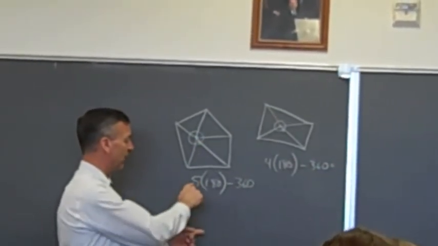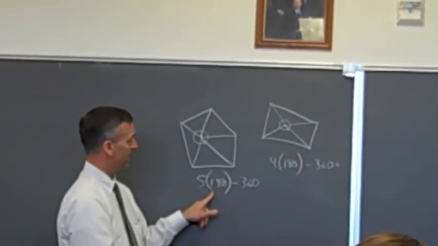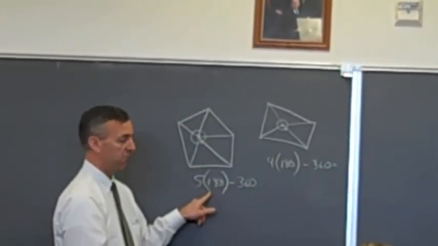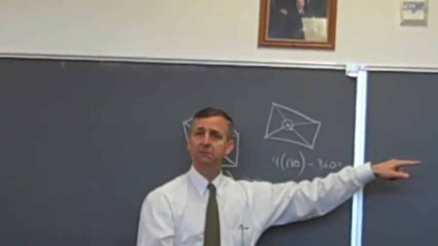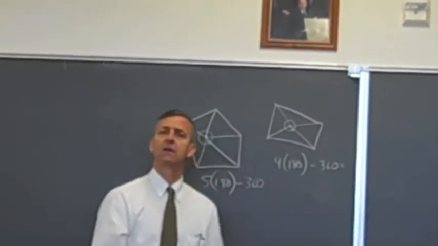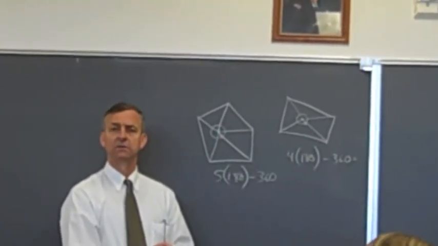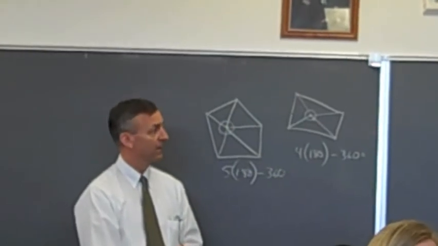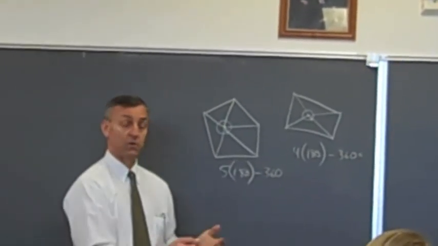Let's just check it out. What is 5 times 180? 900, right? Minus 360 is 540. We're getting the same thing. Well, isn't that the same thing? Because if you did n minus 2 times 180, so if you took the minus 2 out, it's n times 180 minus 2 times 180.